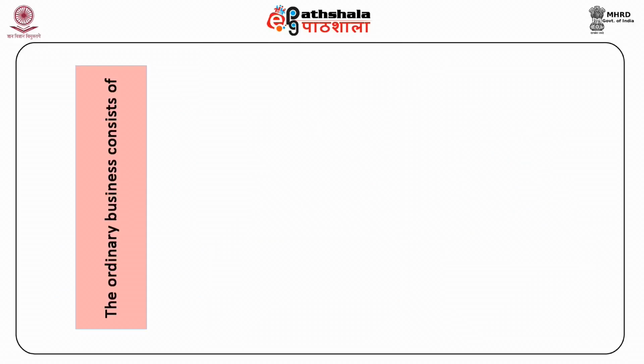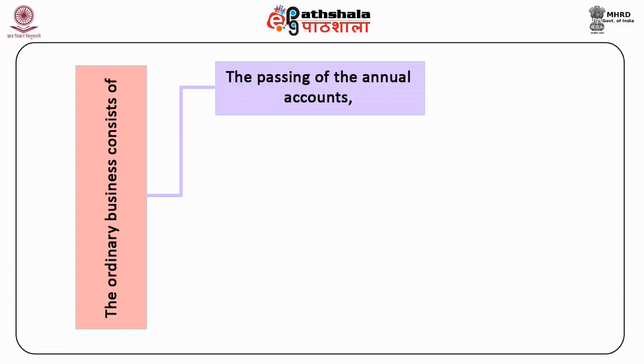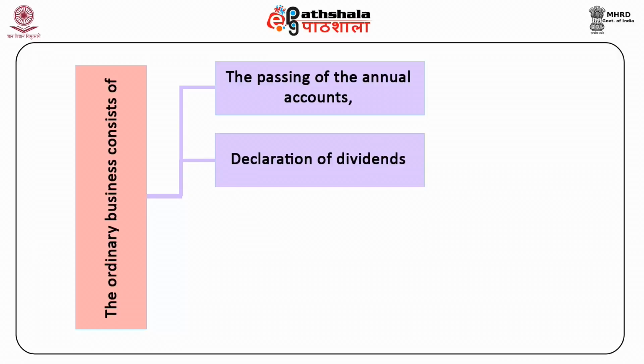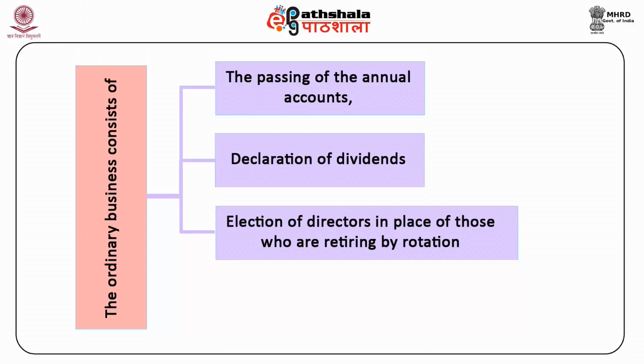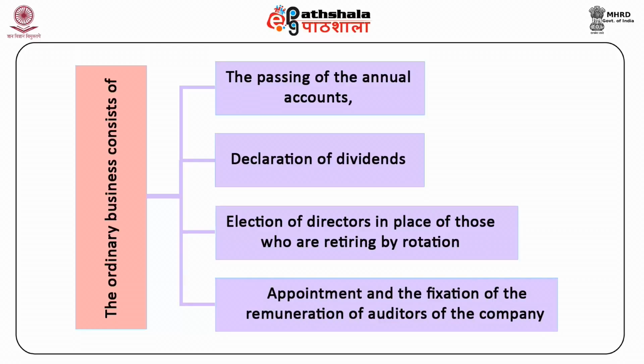The ordinary business of annual general meetings consists of: A. The passing of the annual accounts. B. Declaration of dividends. C. Election of directors in place of those who are retiring by rotation. D. Appointment and the fixation of the remuneration of auditors of the company.